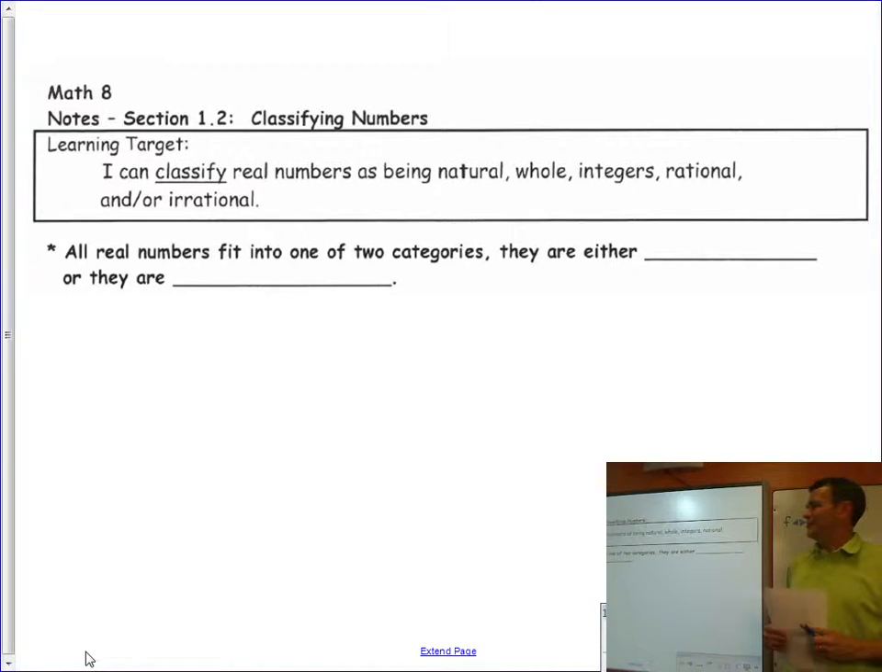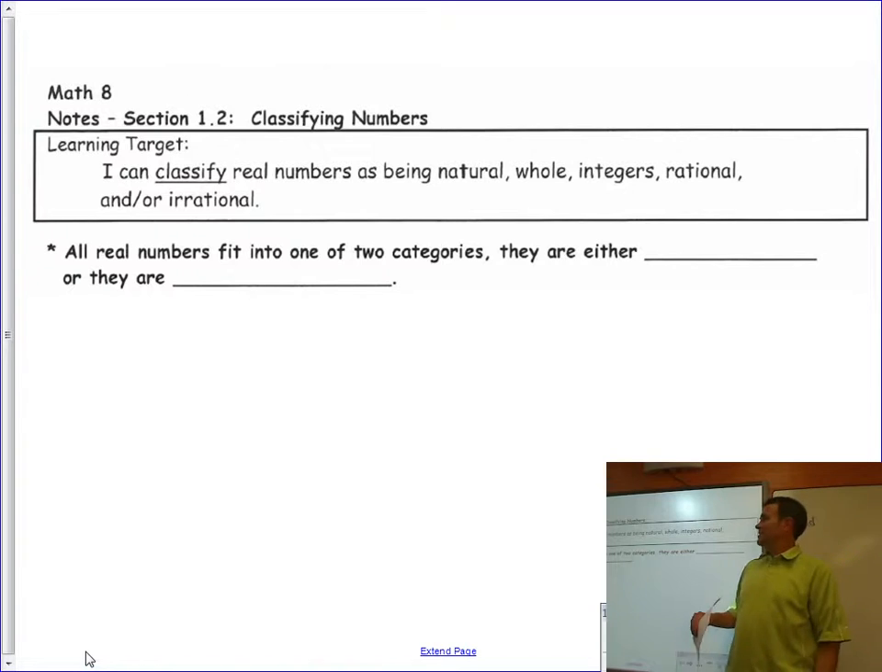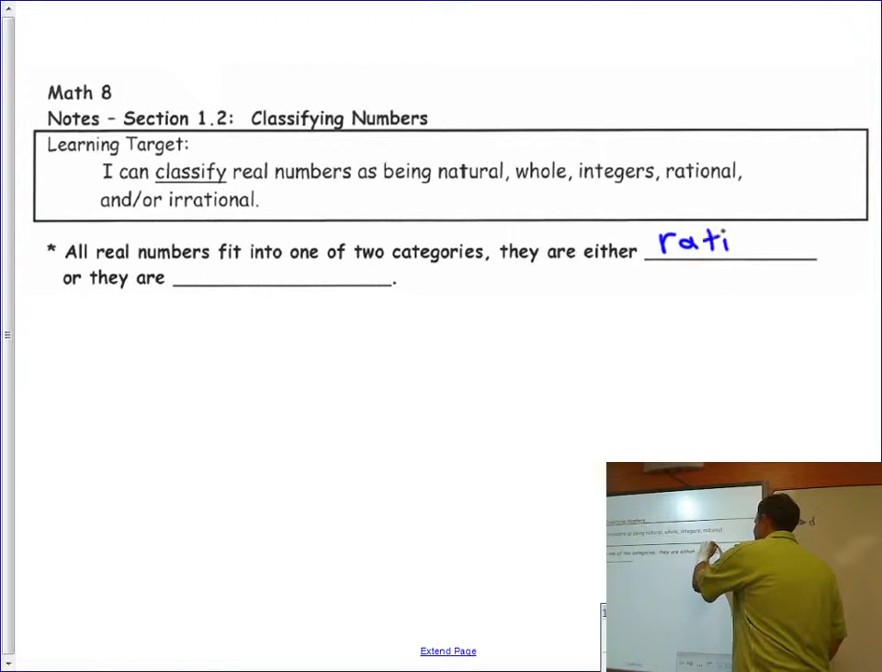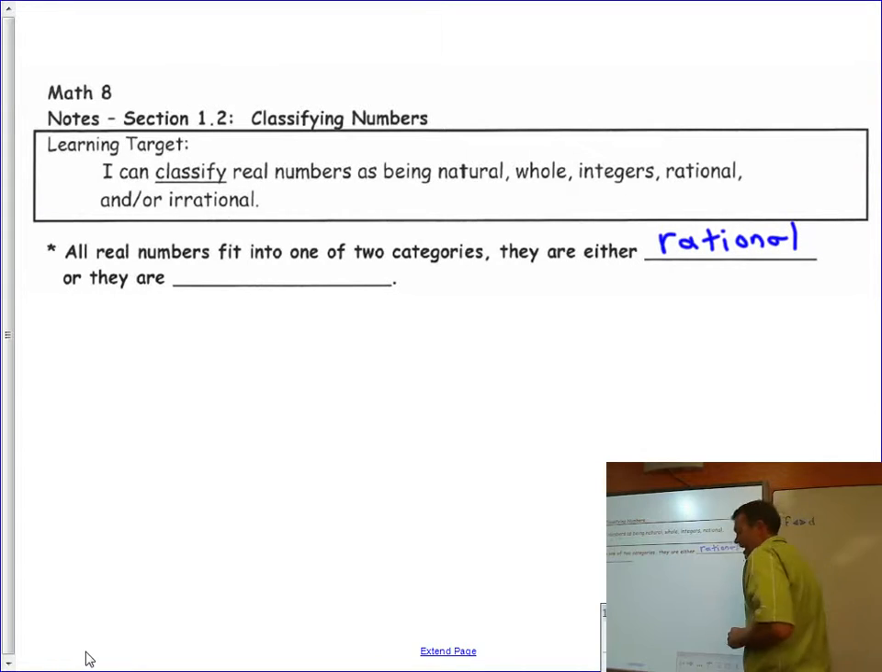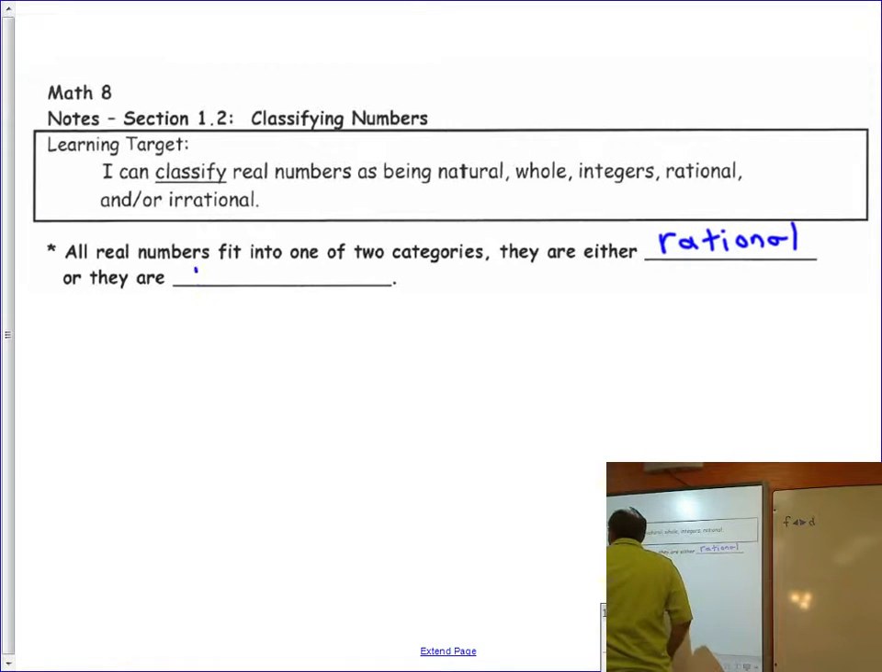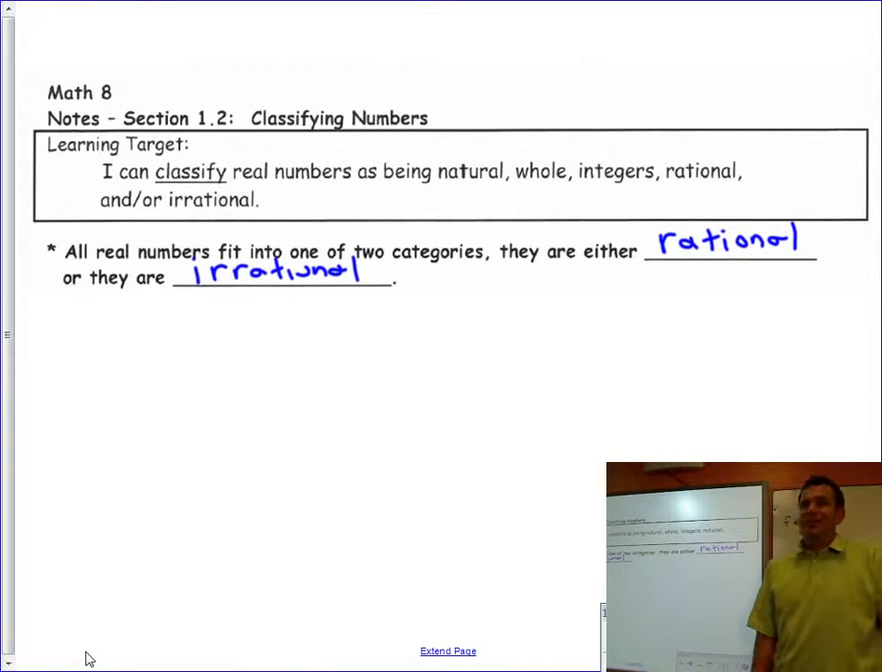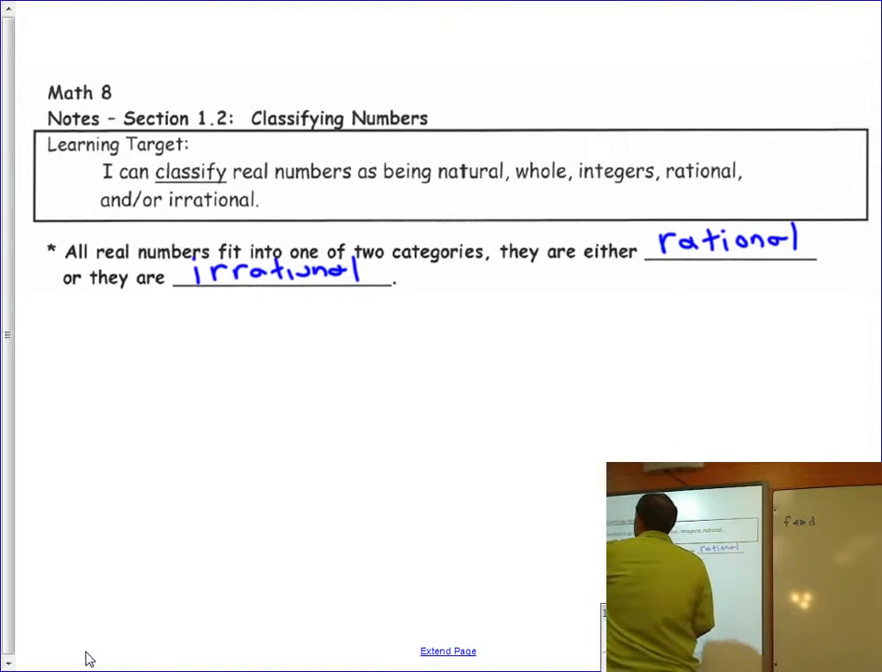So I'll start here with all real numbers fit into one of two categories. Does everybody know what two they are? All real numbers fit into either rational or irrational.